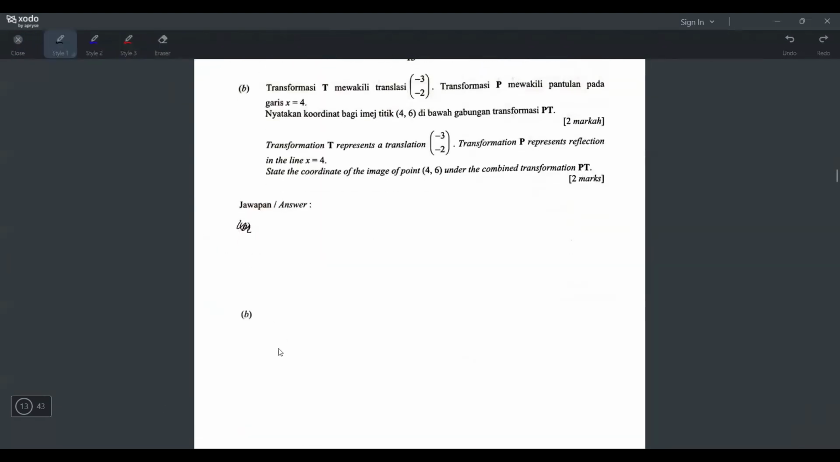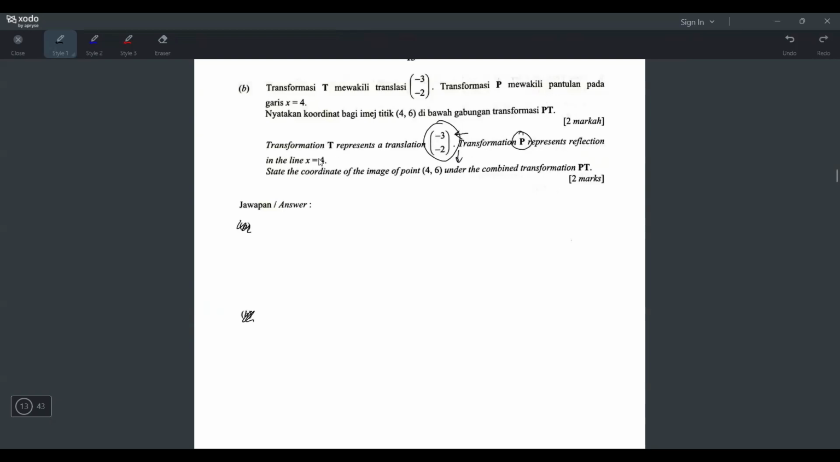Let's do B. Transformation T represents translation -3, -2. If the top number is negative, it means go towards the left. If the bottom number is negative, it means go down. Because the top number is for the horizontal movement, and the bottom number is for the vertical movement. So if the top is negative, go to the left; if the bottom is negative, go down.